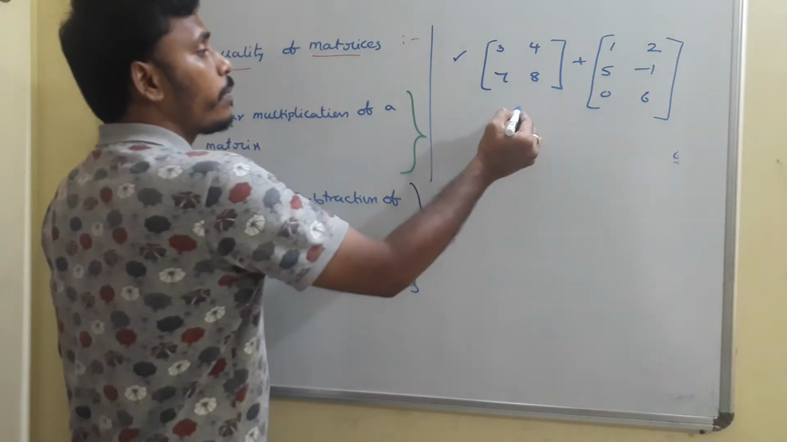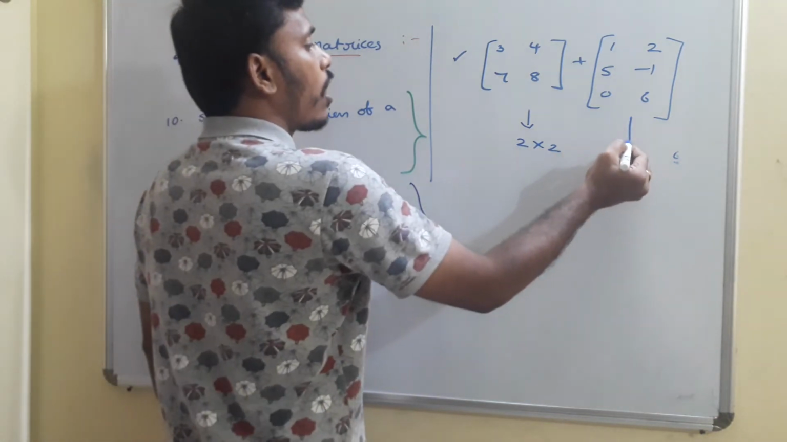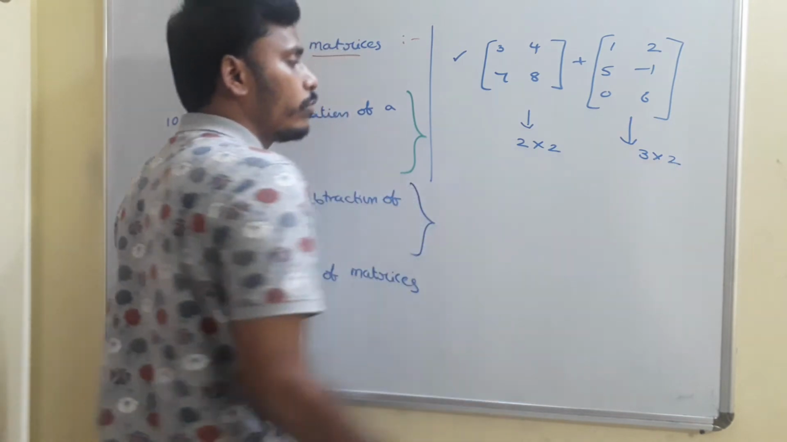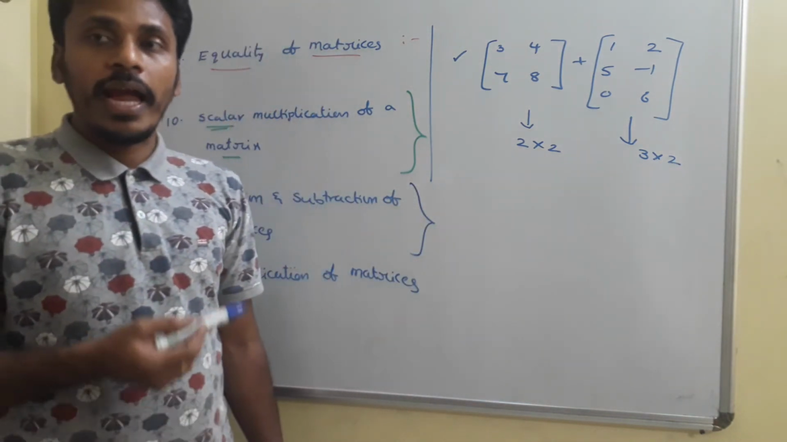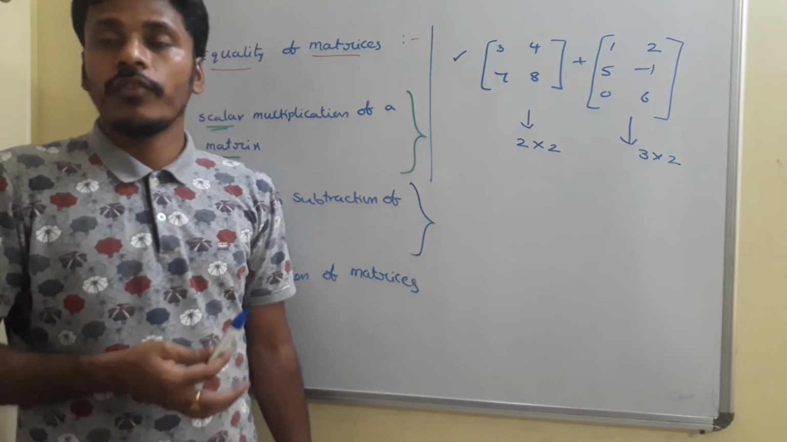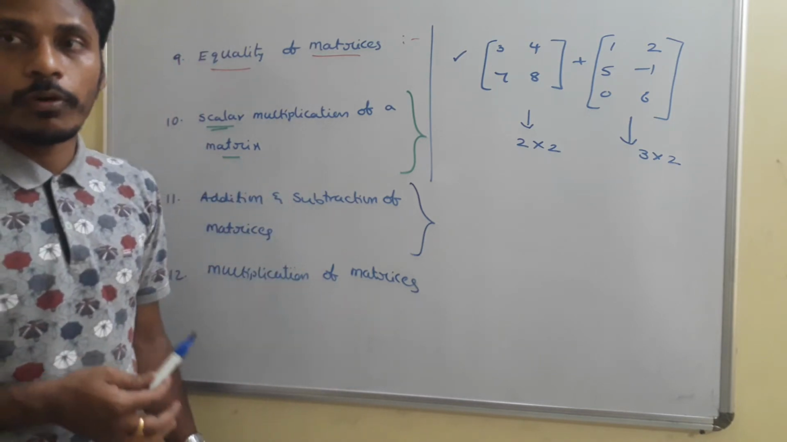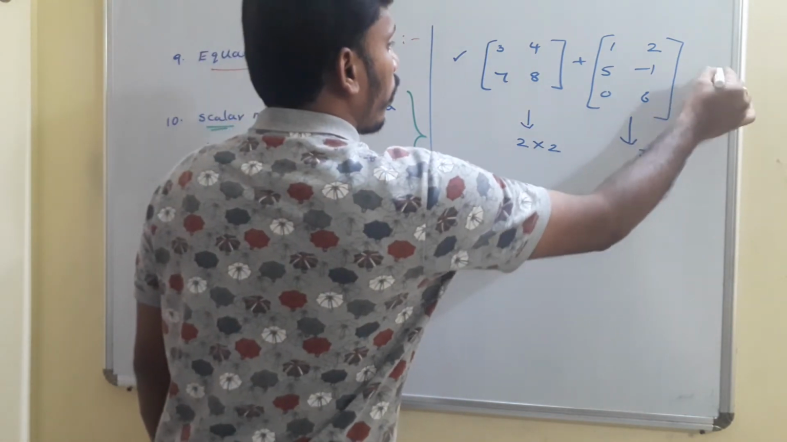The order of this matrix is how much? 2 rows and 2 columns, 2 by 2. And what is the order of this matrix? 3 rows and 2 columns, 3 by 2. So then there is no possibility to add. Addition is possible only between matrices of the same order. If the matrices are of different orders, then addition is not possible. So that's why this addition is not possible.